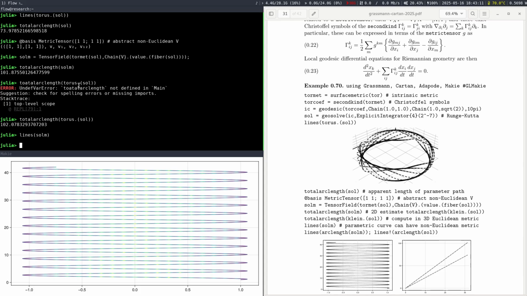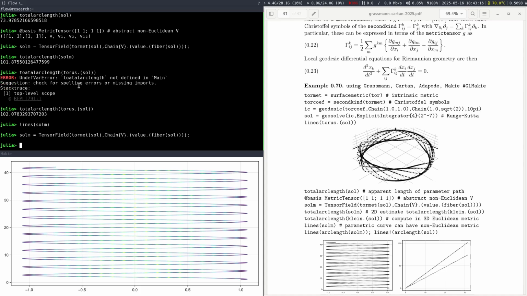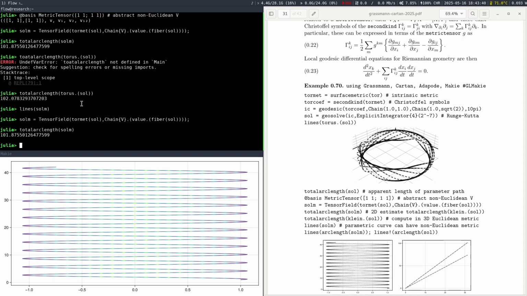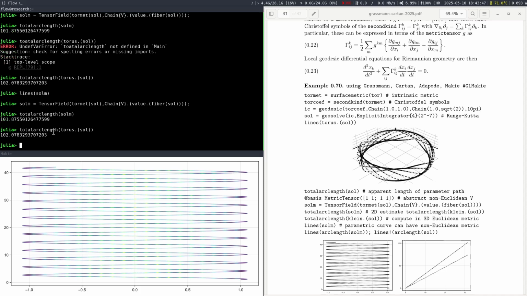So what's going on here is we've defined another TensorField, Sol M, and this has the intrinsic metric built into it, okay? And so when we take the total arc length, I've demonstrated this before in another YouTube video. When you take the total arc length of Sol M, that gives you the same total arc length as the solution on the torus.